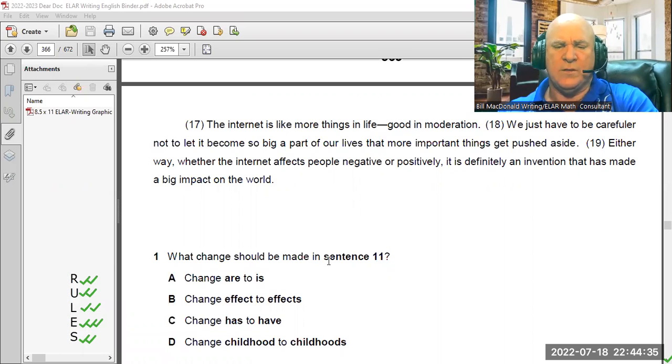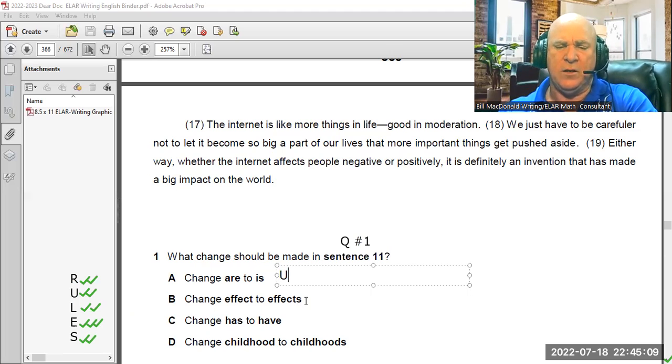So when it said sentence 11, what I would recommend that you do, so we don't make a mistake, have your kids write Q number 1. Question number 1 is about sentence 11. So change are to is. Those are both correct. So that would be U for usage.